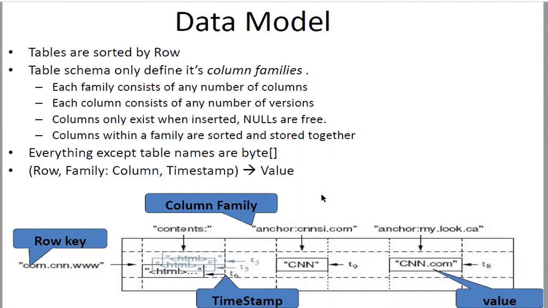And columns within a family are sorted and stored together. So whatever data or information you are saving under a particular family will be sorted in one particular order. The other point is row, family, column, timestamp that leads to the value. So with these attributes you are going to refer to the value: what is the row name, what is the family, what column is used, and what is the timestamp. We already spoke about timestamp being an optional one.